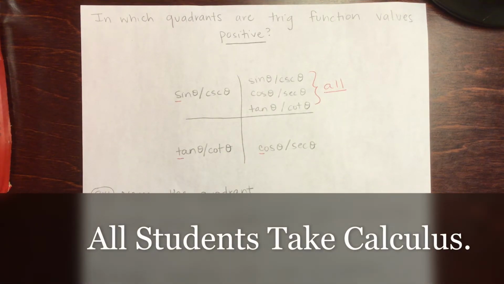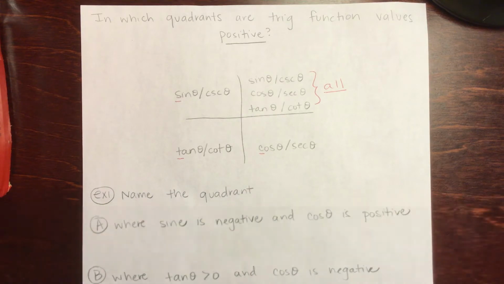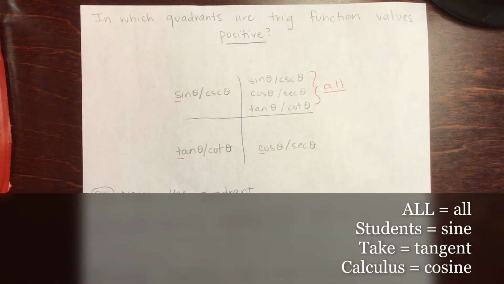All students take calculus. All trig function values are positive in the first quadrant. Students: S, sine, and its reciprocal are positive in the second quadrant. Take: tangent, and its reciprocal cotangent are positive in the third quadrant. Calculus: cosine, and its reciprocal secant are positive in the fourth quadrant.